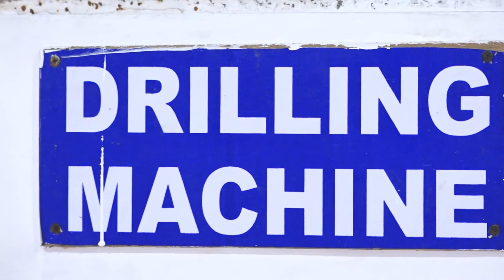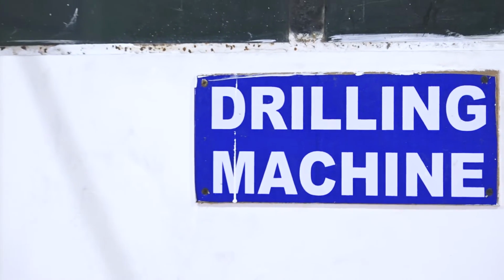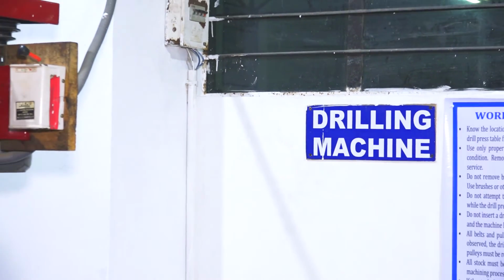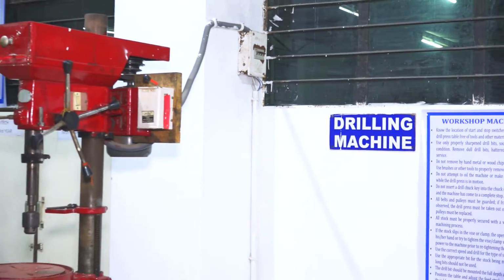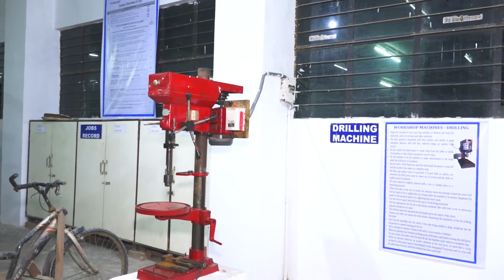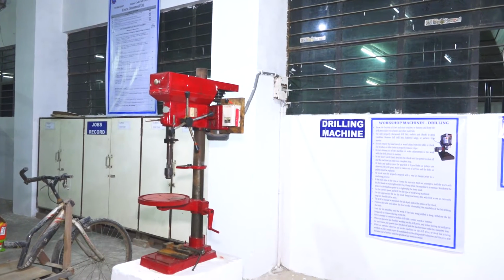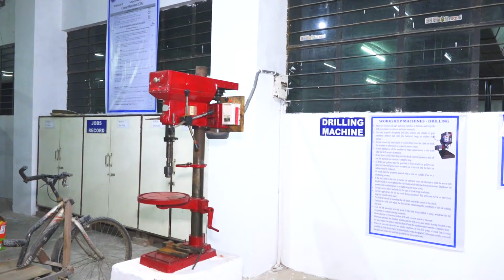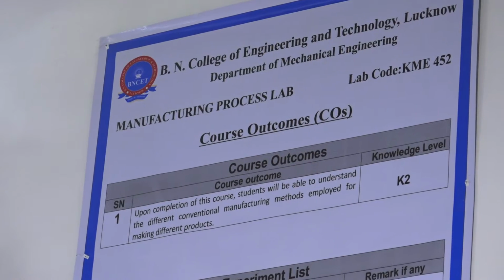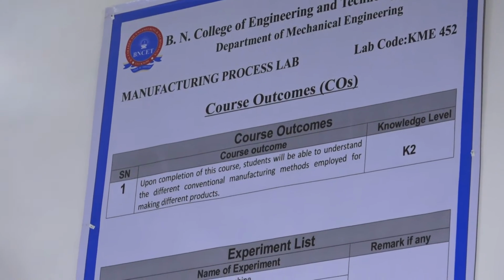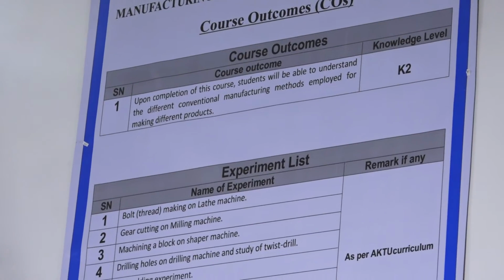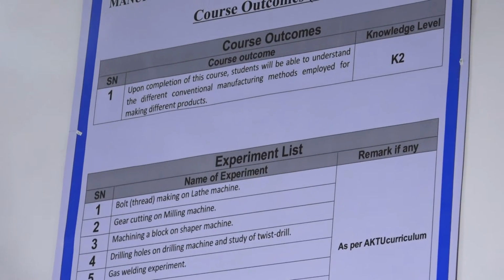This is our drilling machine. Drilling machine is used to create holes in the specimen. These are the course outcomes of the manufacturing process lab. The lab code of this particular manufacturing process lab is KME 452.